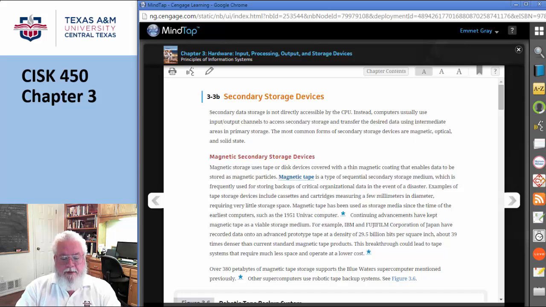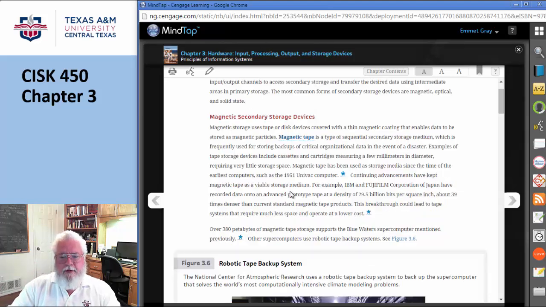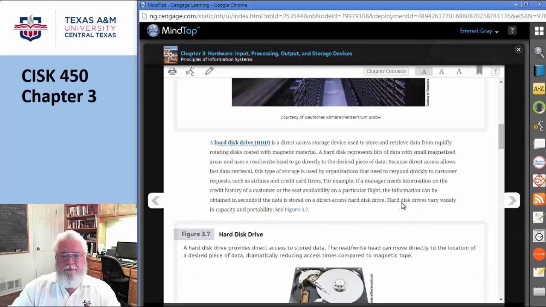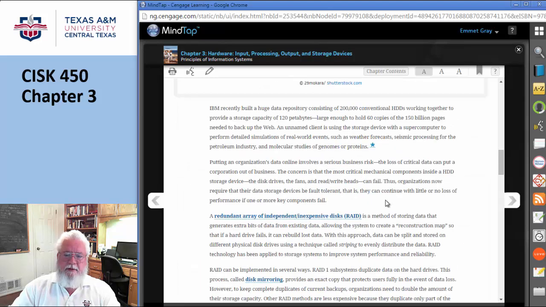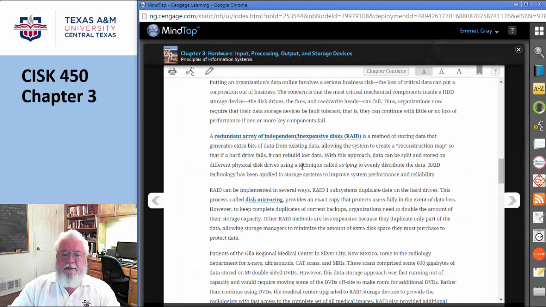Okay, welcome back. We're on page 114 talking about secondary storage devices. Magnetic is very popular, either a tape with magnetic particles or a spinning disc with magnetic particles. Okay, that's kind of simple, although those things are hard drives, you're familiar with all that stuff. We do need to talk about RAID.